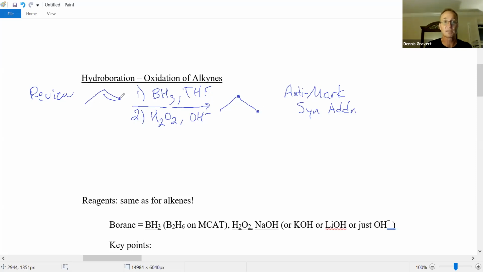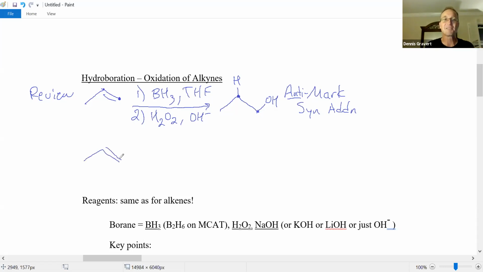So this carbon has 2 H's, this one has 1. Markovnikov's rule says the hydrogen is supposed to go here. Hydroboration oxidation does the reverse. Puts the hydrogen here and the alcohol here. That was the pattern. Still good to remember that, even though it's back in Unit 2.